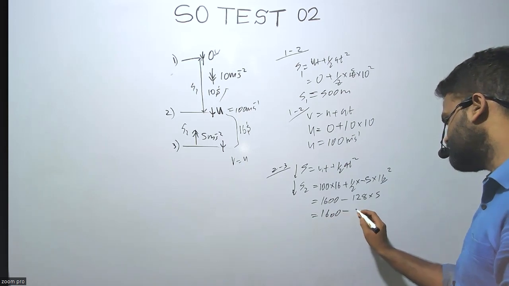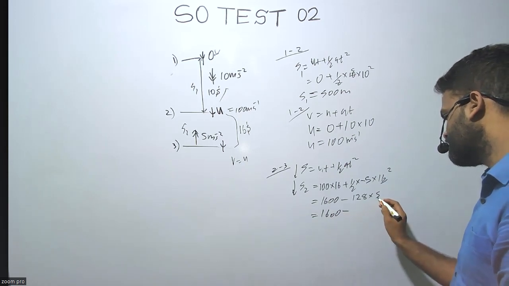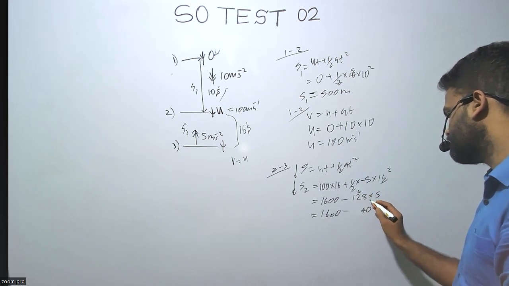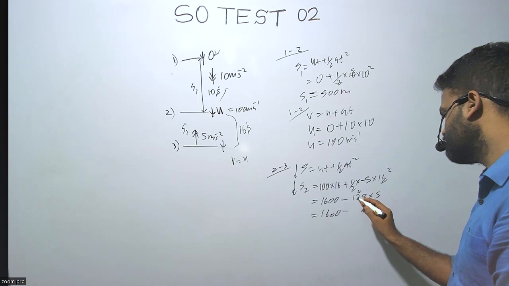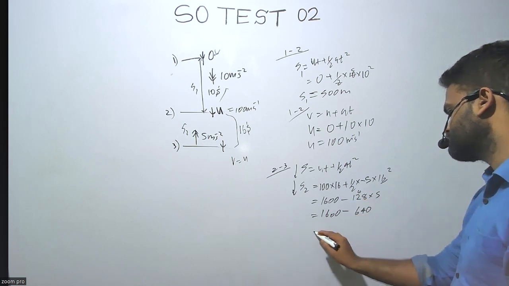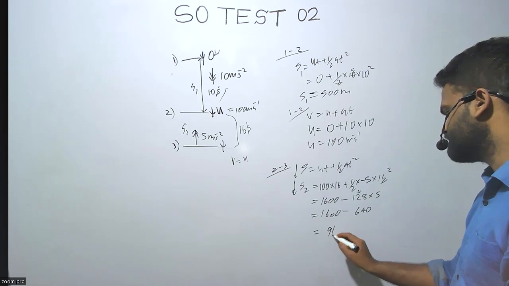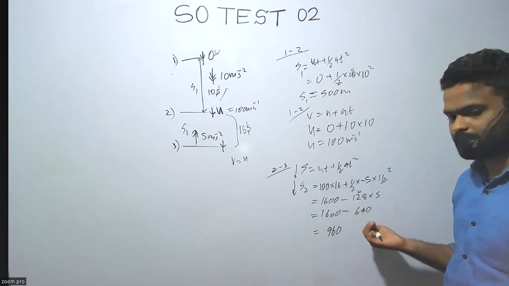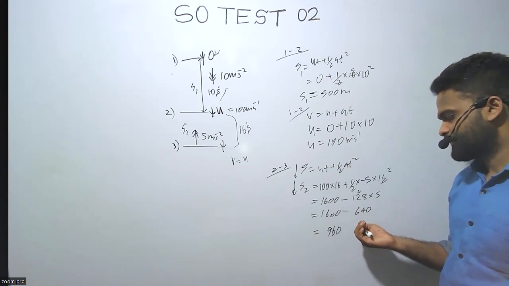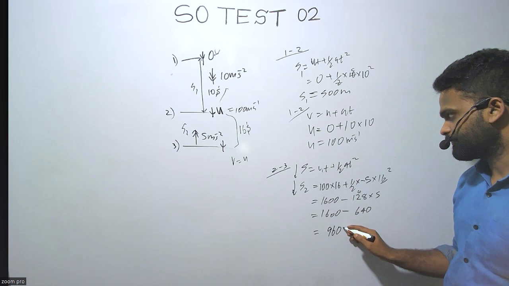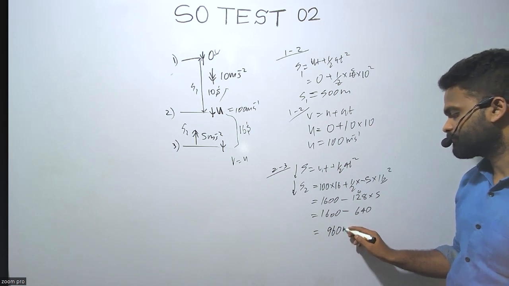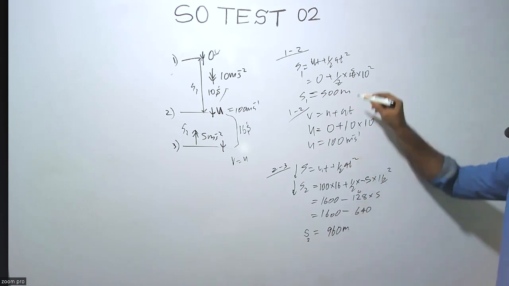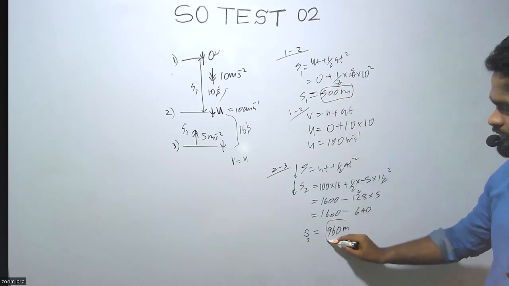So 1600 minus 640 is 960. So 600, get rid of 600, then get rid of another 40. 960 meters, yeah. So this is S2. So S1 is 500, S2 is 960.